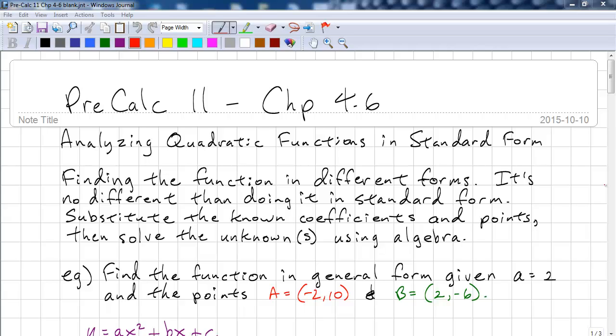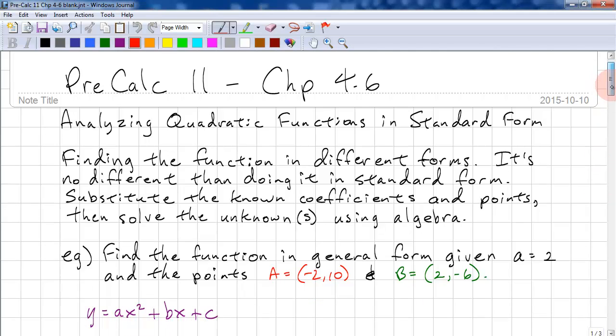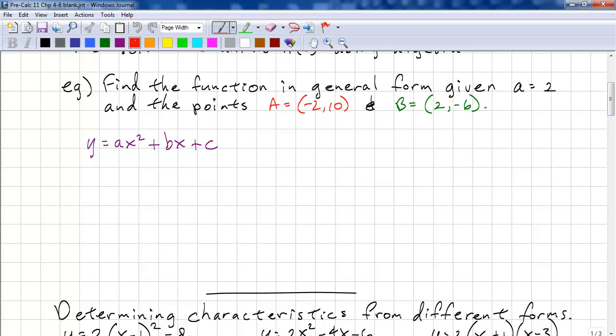For example, find the function in general form given a is equal to 2. And we're given the points A is (-2, 10) and B is (2, -6). So we'll start with point A. We substitute the x and y. 10 is equal to 2, we substitute 2 for a, and we have (-2) squared plus b(-2) plus c. So we have 10 is equal to 8 minus 2b plus c.